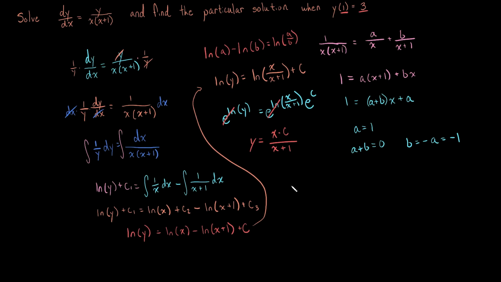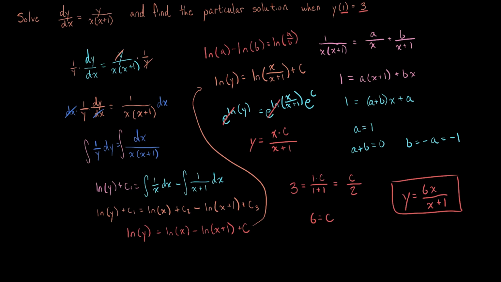So if we sub them in, we get 3 is equal to 1 times c over 1 plus 1. Well, that's just equal to c over 2. So we get 3 is equal to c over 2. Multiply both sides by 2, we get 6 is equal to c. If we substitute in our value for c, we get y is equal to 6x over x plus 1. And that is how we find the particular solution to a differential equation.